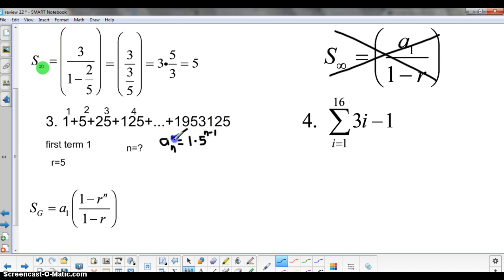Okay, substitute that big number in. So it's 1,000. Actually, I'm sorry, 1,953,125 is equal to 5 to the n minus 1. And of course, we've got logarithms. How do we get an exponent? We have to take the natural log of both sides. Okay, this drops down. We have to divide by the natural log of 5.